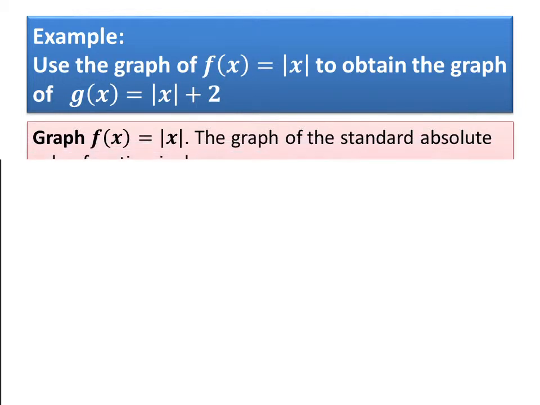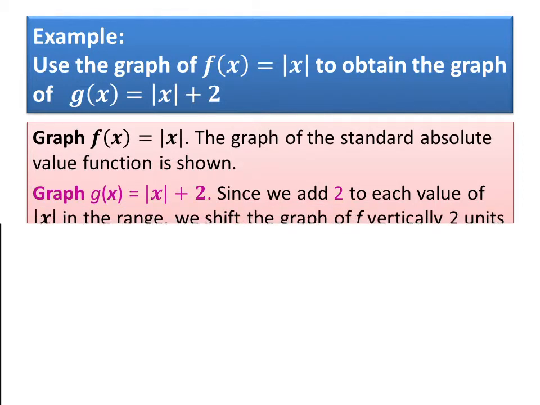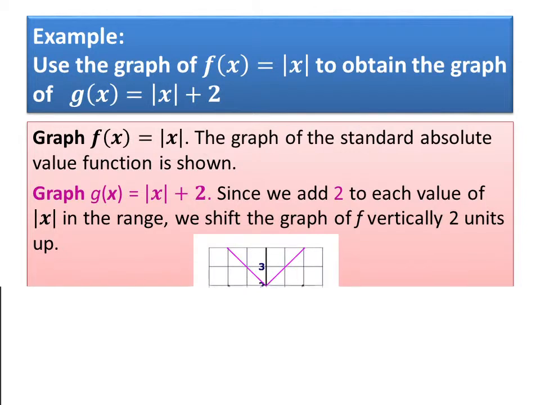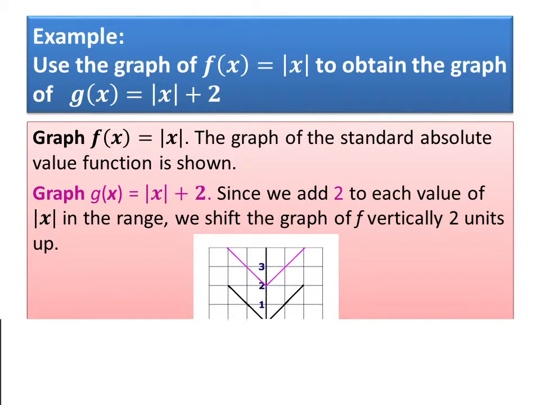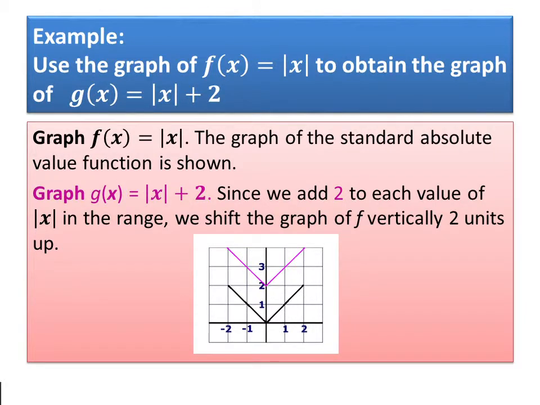Here we have f of x equals absolute value of x, and the graph of this function is the standard absolute value function, which is shown in front of us in black color, while the graph of g of x equals absolute value of x plus 2 is given in red color, and we obtain it by adding 2 to each value of absolute value of x. So we shift the graph of f vertically upwards 2 units to get absolute value of x plus 2.